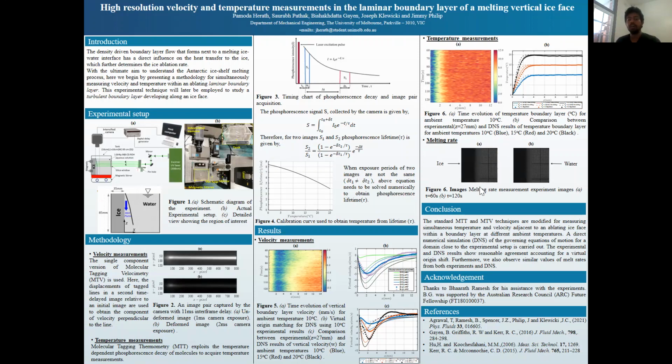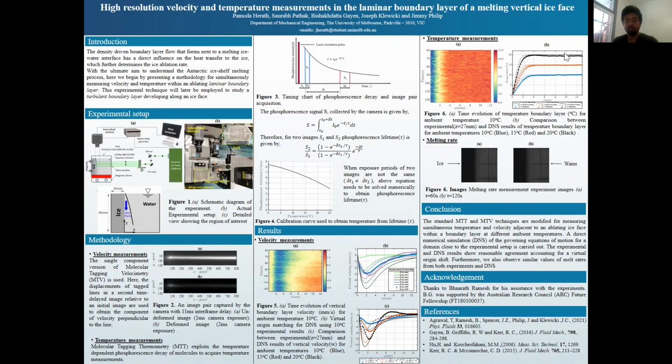Overall, in this experiment, we measure very small velocities of this boundary layer flow, very close to the ice water interface. As you can see, these boundary layers are very thin. They are on millimeter scales, and we obtain both velocities and temperatures in this small region.